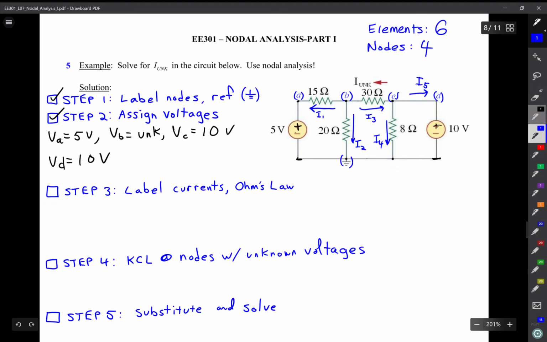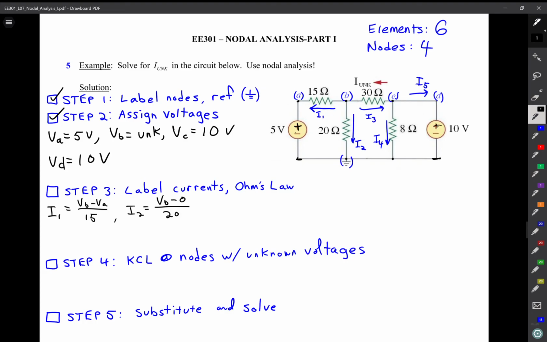Let's do it this way. I1 equals, from B to A, VB minus VA divided by 15. I2 is equal to, from B to ground. That's the direction of my current, so I'm going to say VB minus 0, because the potential at the ground node is 0, divided by 20. That's the resistance between those two nodes.